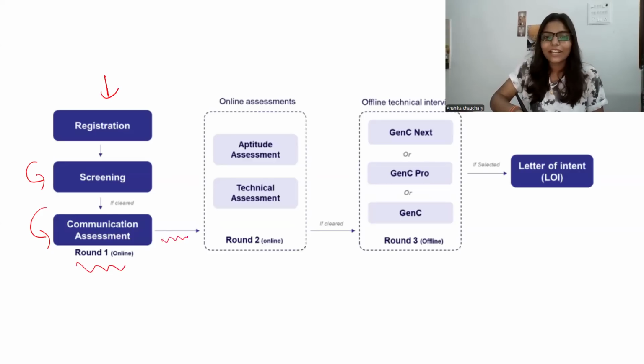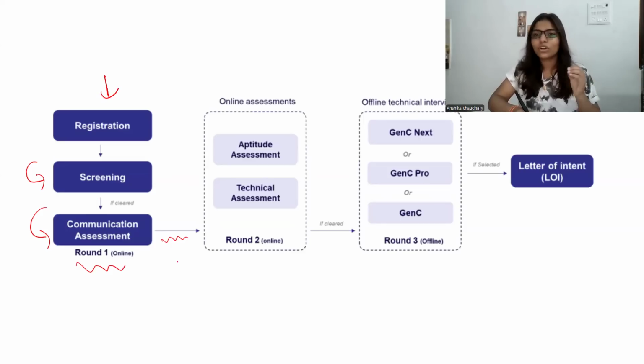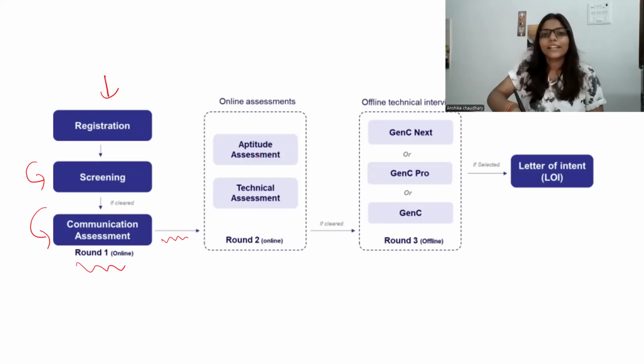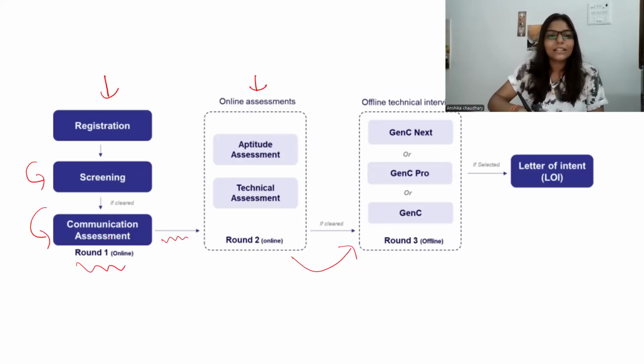Now here it is not written whether you have to clear it or not, like it's not written to be an elimination round, but since the last 2 years it was considered an elimination round, so you have to prepare in such a way that you should not fail in this particular part, otherwise you will not move further, right? Then you will appear for the online assessment, where there will be two parts, aptitude assessment and technical assessment as round 2. I will be making videos on these as well, wait for it, right? Then if that is cleared, you move on to the interview. All right, now let's see the procedure of communication assessment and what the syllabus will be.